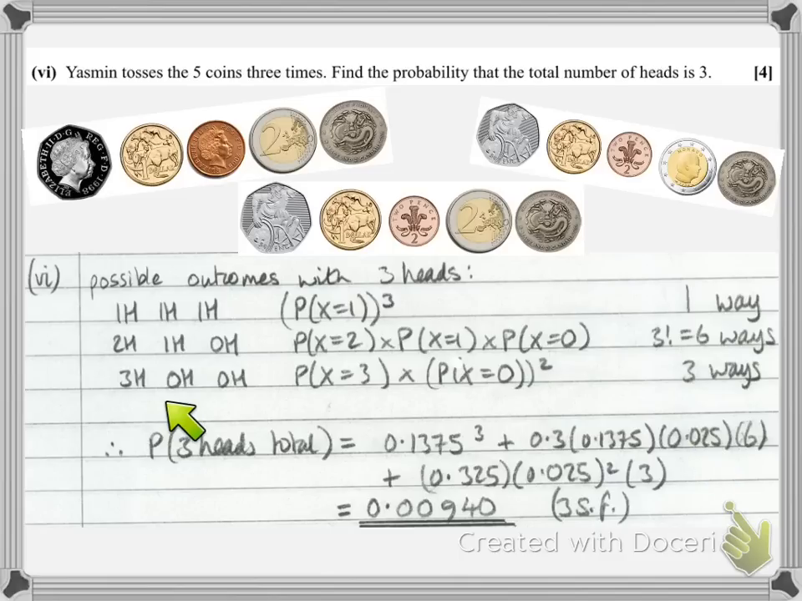And finally, we've got the case where we have 3 heads in one set and then no heads in the other 2. So again, it could be the first one that's 3 and the other 2 are both not, or it could be the second one or the third one that gives us all 3 heads. So that's 3 ways of doing that. So it's 3 ways of getting 3 heads, its probability from the table, multiplied by 0 heads, its probability from the table squared. So typing that carefully into the calculator, we end up with a value which, as standard, I would round to 3 significant figures. So that's 0.00940 to 3 significant figures.